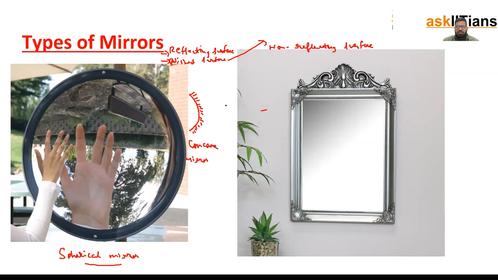And the mirrors for which the reflecting surface is like this, curved outwards, are known as convex mirrors. So according to the nature or shape of the reflecting surface, mirrors are named concave and convex mirrors. Concave mirrors have a reflecting surface curved inwards like this, and convex mirrors have a reflecting surface curved outwards. Basic difference is clear. And the mirror on the right is the most common mirror you see every day, yourself in front of it.